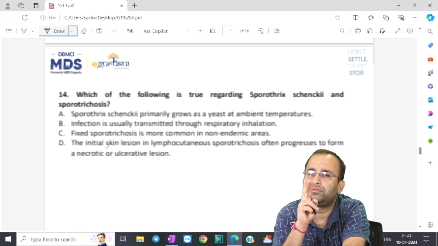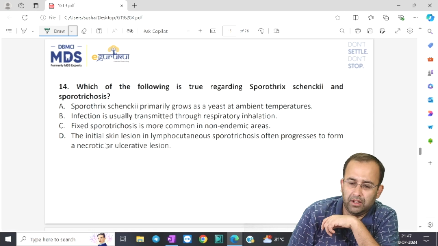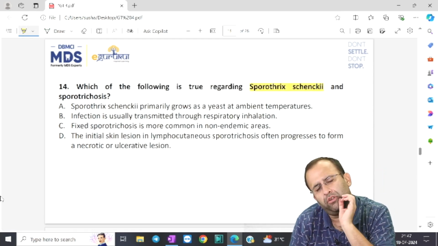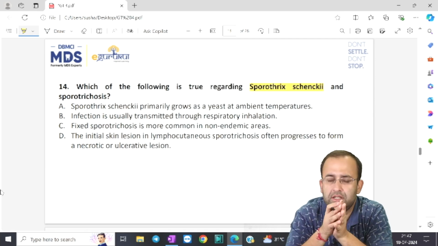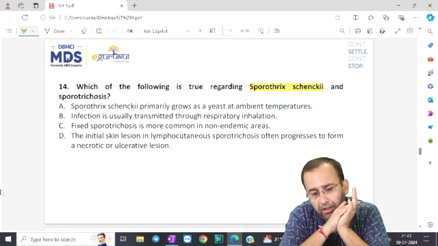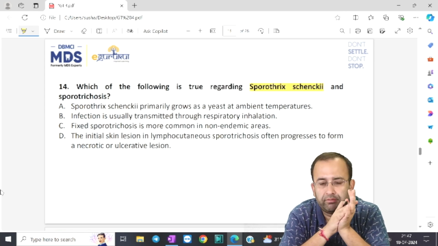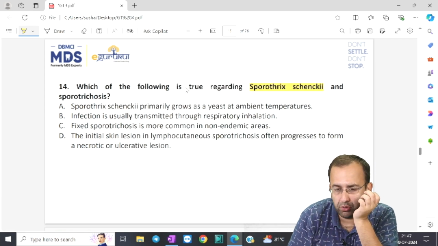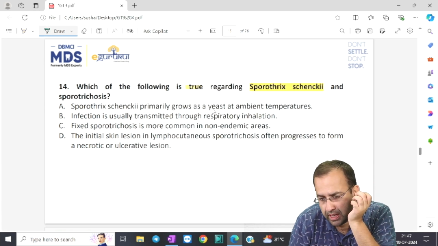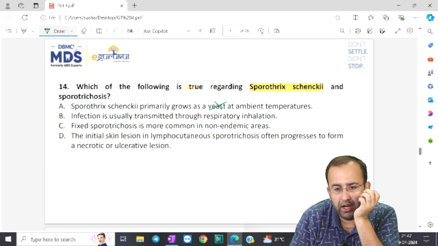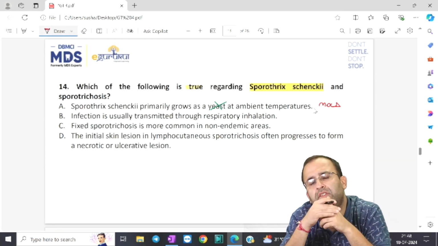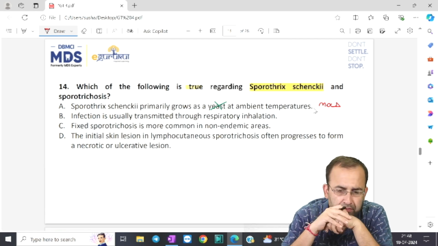Answer was 2. And lastly, a very important topic, Sporothrix schenckii. I will not be astonished if you get a question on Sporothrix, this time either in INI or your NEET PG MDS exam. Which of the following is true regarding Sporothrix? It primarily grows as a yeast. No, it grows as a mold. It has septate hyphae.